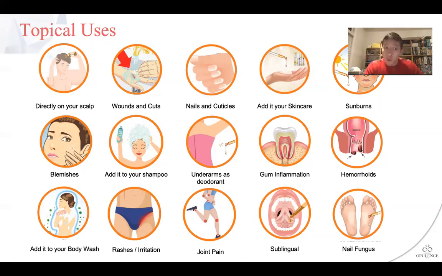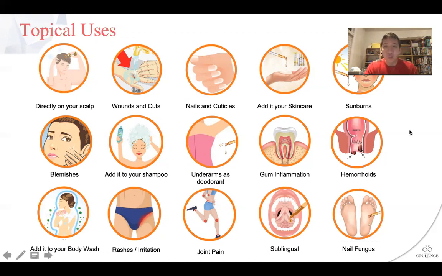Fantastic at things like hemorrhoids. You can add it to your body wash. Any kind of a rash or irritation, it's phenomenal at stopping that itch as well too. Great for overall joint pains. Again, it's taken sublingually. And again, great for any kind of fungus, athlete's foot or nail fungus as well too.